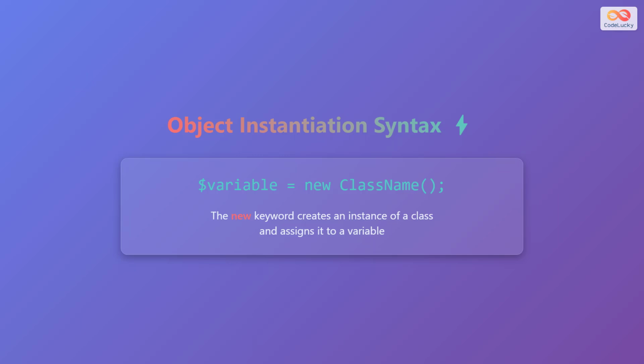Now that we have a class defined, let's see how to create an object from it. This process is called instantiation. The syntax for creating an object in PHP is straightforward. You declare a variable and assign to it new ClassName. The keyword new is essential here. It tells PHP to create a new instance of the class. After the new keyword, you specify the name of the class you want to instantiate, followed by parentheses. This creates an object of that class and assigns it to the variable you declared.